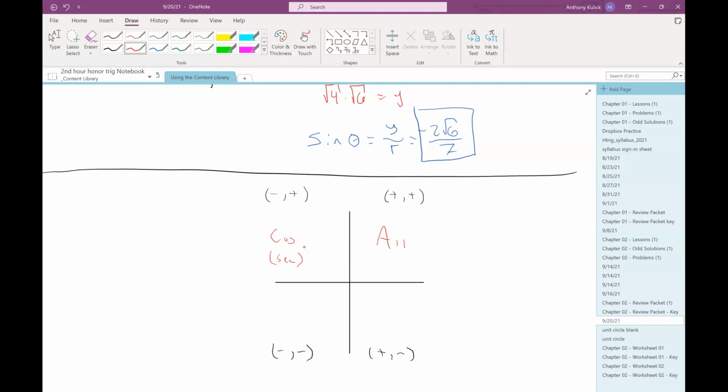In the third quadrant, tangent is going to be positive, right? Y over x is going to be positive, and also then its reciprocal, cotangent, is positive. But all the other ones are negative.